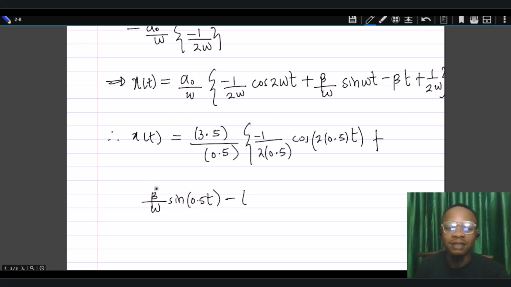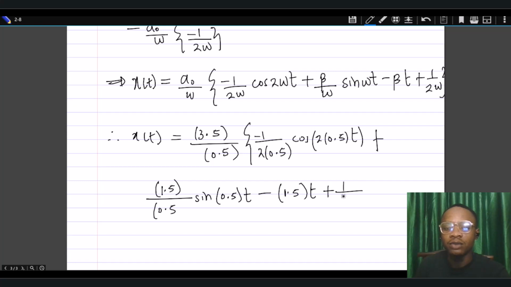Why did I leave this here, please? This is meant to be, so let's wipe that off. So this is meant to be beta, beta is 1.5 divided by omega, omega is 0.5, then sine of omega, that is 0.5 multiplying t, then minus beta, which is 1.5 multiplying t, then plus 1 over 2 omega, that's 2 into 0.5.